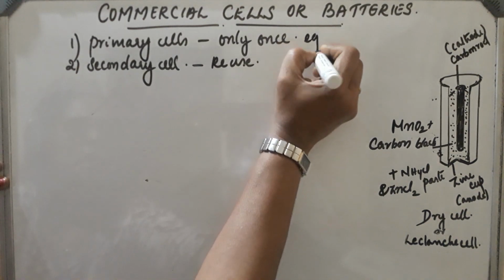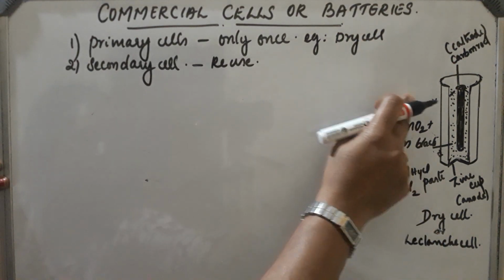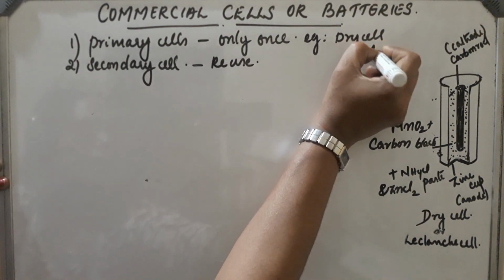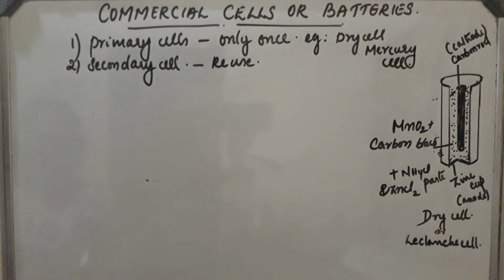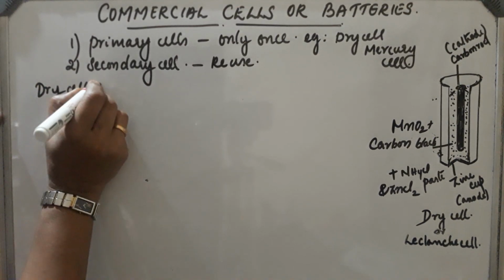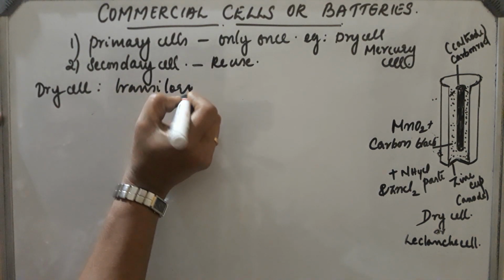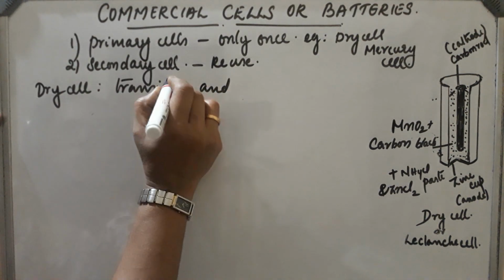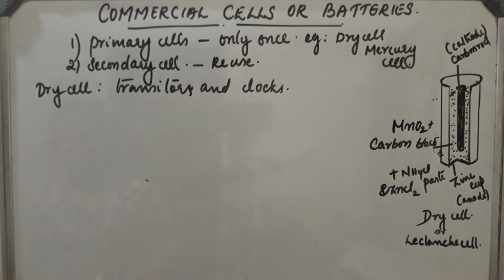Examples of primary cells are the dry cell, or we can say Leclanche cell. This is the figure. The second one is the mercury cell. Here we are discussing first the dry cell. What is a dry cell? They are mainly used in transistors and clocks. Now it contains anode and cathode.